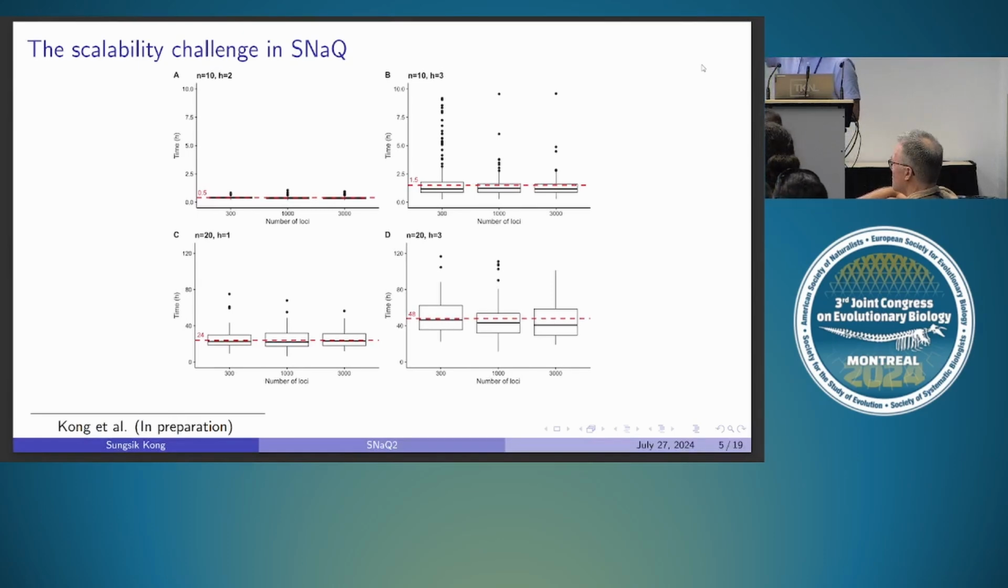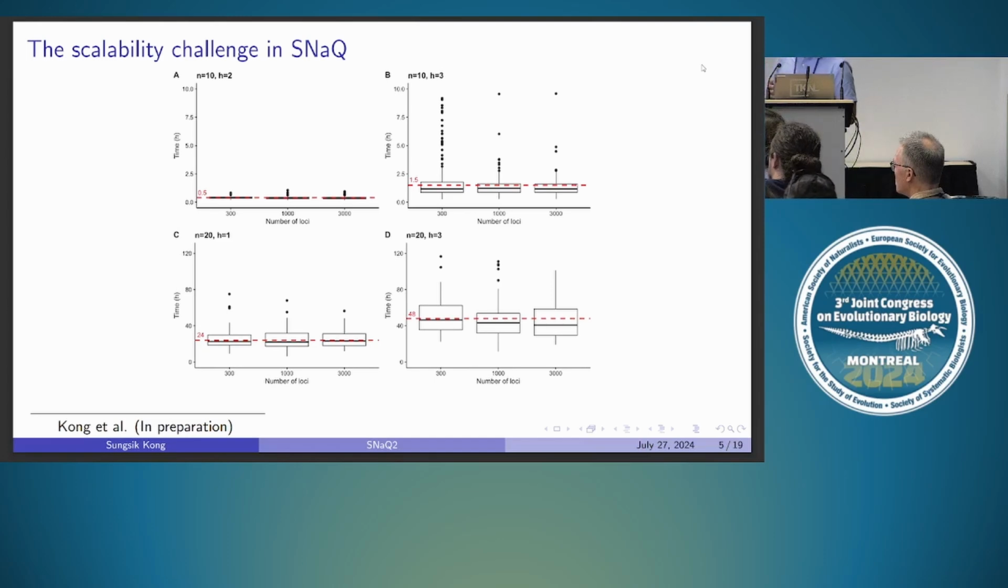fast? These 4 plots represent the computational time using the existing version of SNaQ, where the x-axis represents the data set size in terms of the number of gene trees, and the y-axis is computational time measured in hours. The top row represents networks with 10 leaves, the first one with 1 reticulation, the second one with 2 reticulations, and the third one with 3 reticulations. The bottom 2 plots represent a bigger network with 20 tips, with 1 reticulation and 3 reticulations.